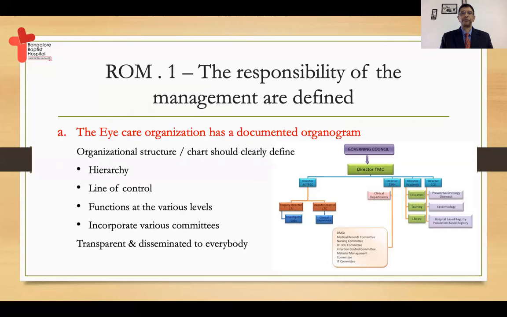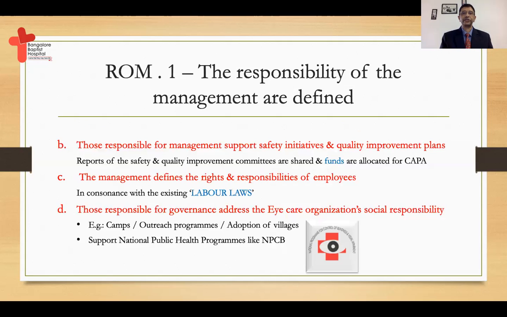ROM 1. The responsibility of the management are defined. 1A. The eye care organization has a documented organogram. This organogram should clearly define the hierarchy of the institution, the line of control, functions at various levels, and very importantly, incorporate the various committees into it. The organogram must be transparent and made accessible to all its employees.